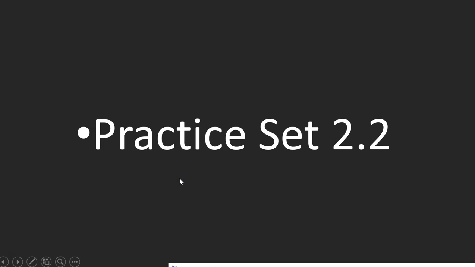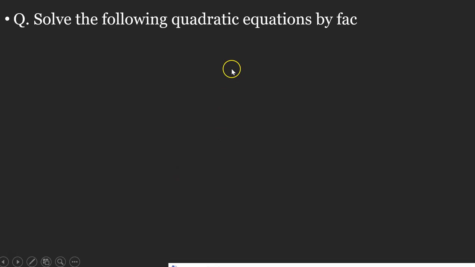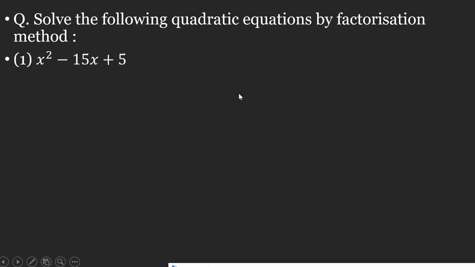Now the practice set 2.2. Solve the following quadratic equations by factorization method. First is x square minus 15x plus 54 is equal to 0. Now see this here. What is the coefficient of x square? The coefficient of x square is 1 and the constant term is 54.